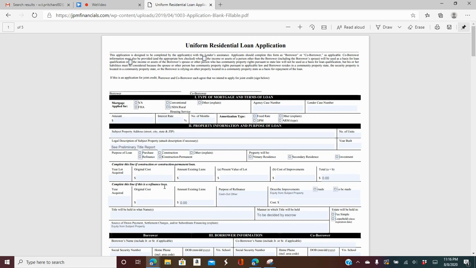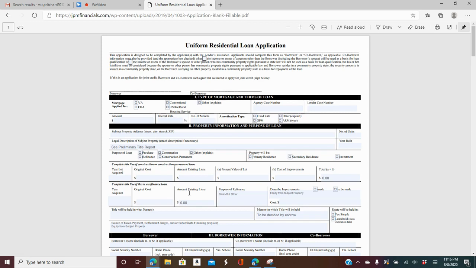If it's a refinance, they want to know the original year that you acquired the property. They want to know the original cost of the property when you purchased it. And they want to know the amount of existing liens that you have on the property at this time.